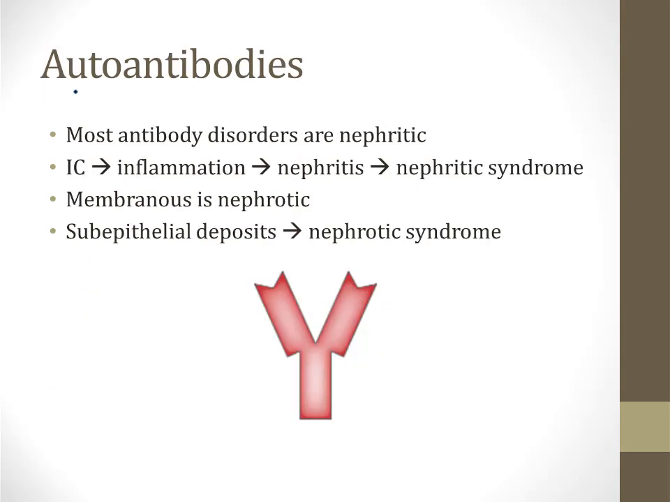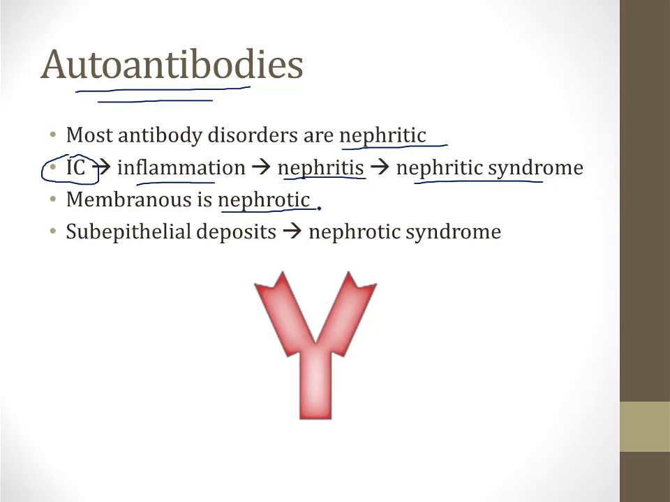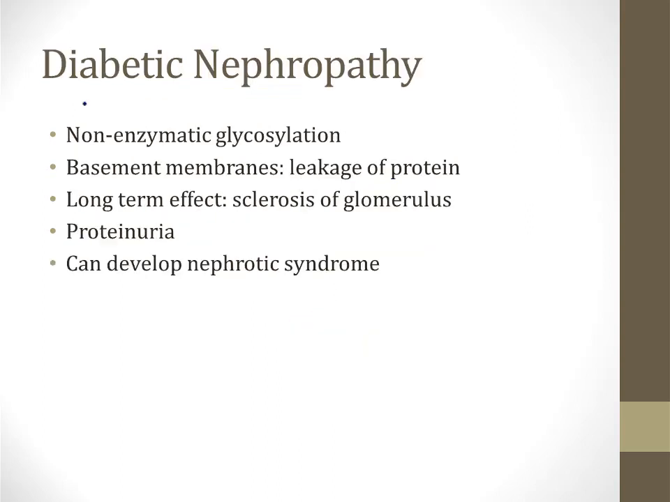A brief word about autoantibodies. Most antibody disorders lead to the nephritic syndrome. In the video on the nephritic syndrome, I talk about a number of different disorders where immune complexes form. These trigger inflammation. That leads to nephritis, and nephritis leads to the nephritic syndrome. Membranous nephropathy is unusual in that it involves autoantibodies, but it leads only to the nephrotic syndrome. The reason for this is because, as we have been discussing, the deposits are subepithelial and therefore they disrupt the podocytes and they lead to the nephrotic syndrome, but they do not trigger inflammation and therefore they do not lead to nephritis.